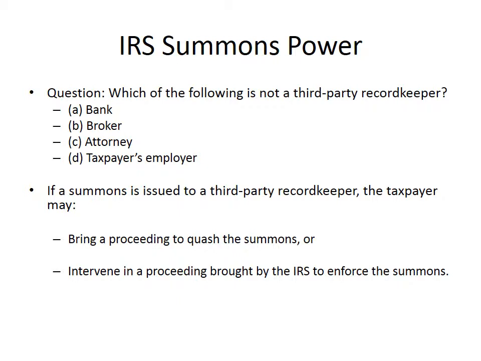If a summons is issued to a third-party record keeper, the taxpayer has 2 options. He can bring a proceeding to quash the summons or intervene in a proceeding brought by the IRS to enforce the summons.